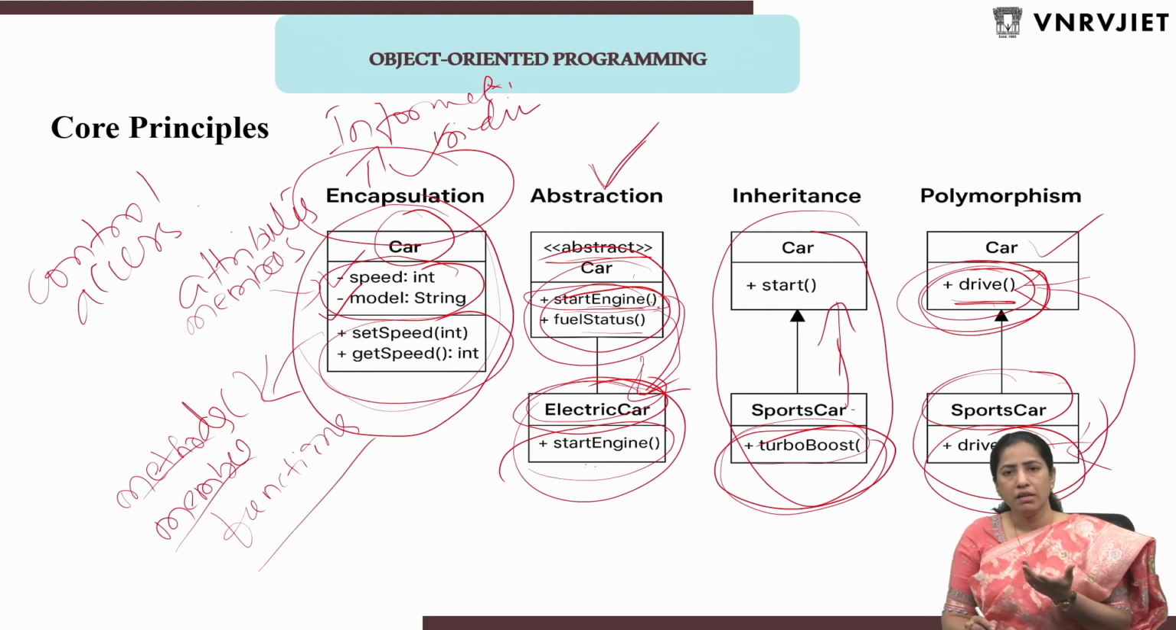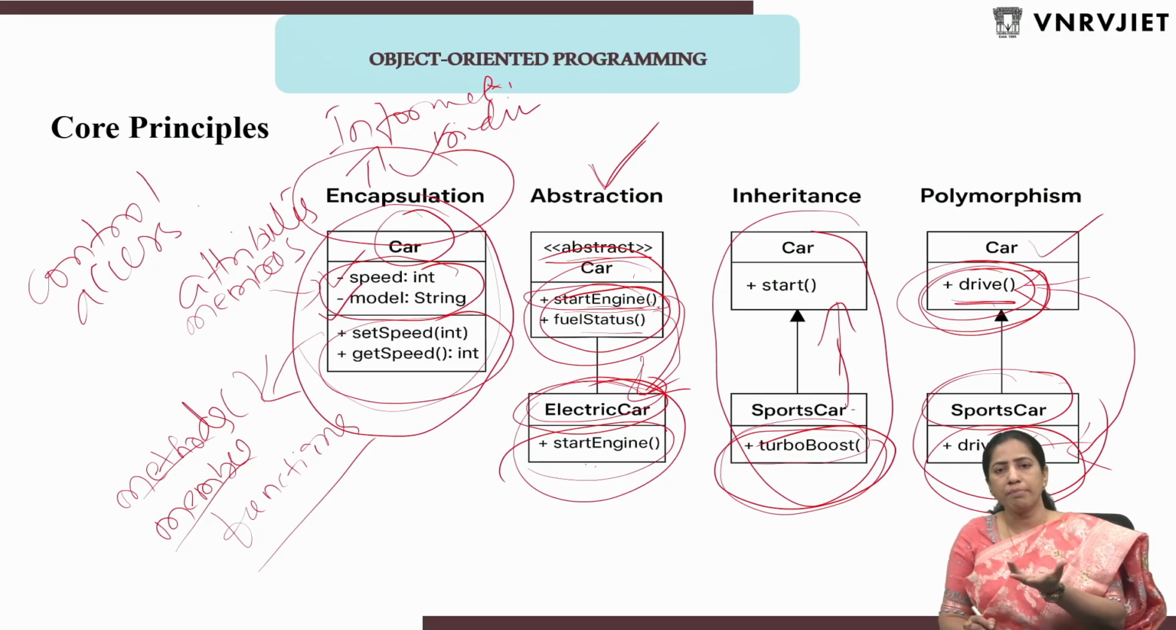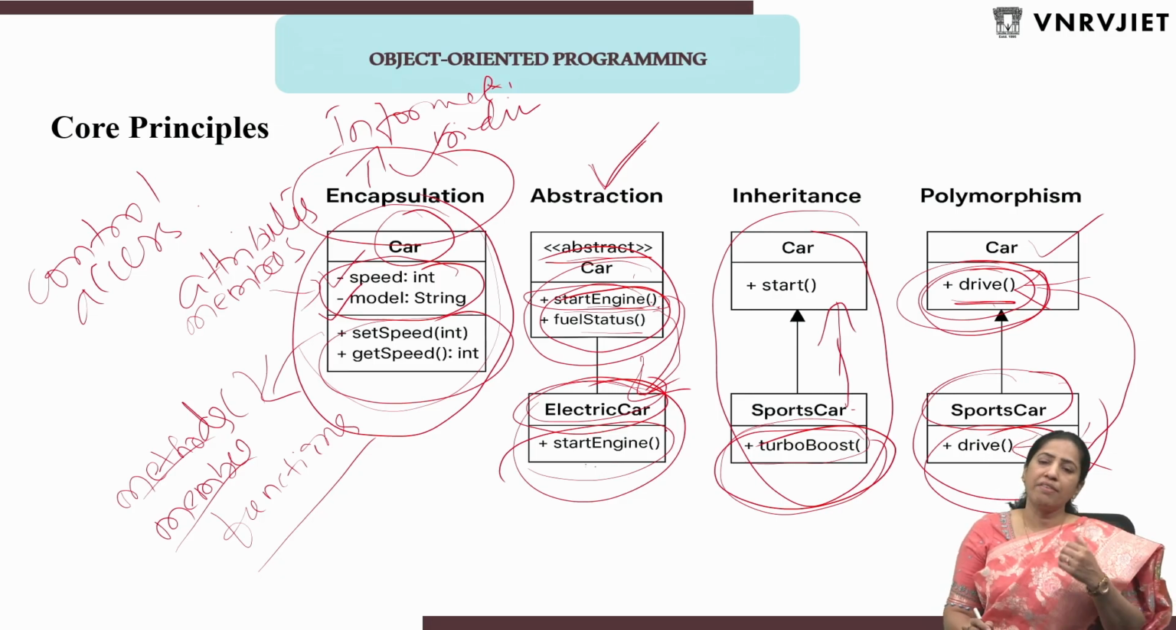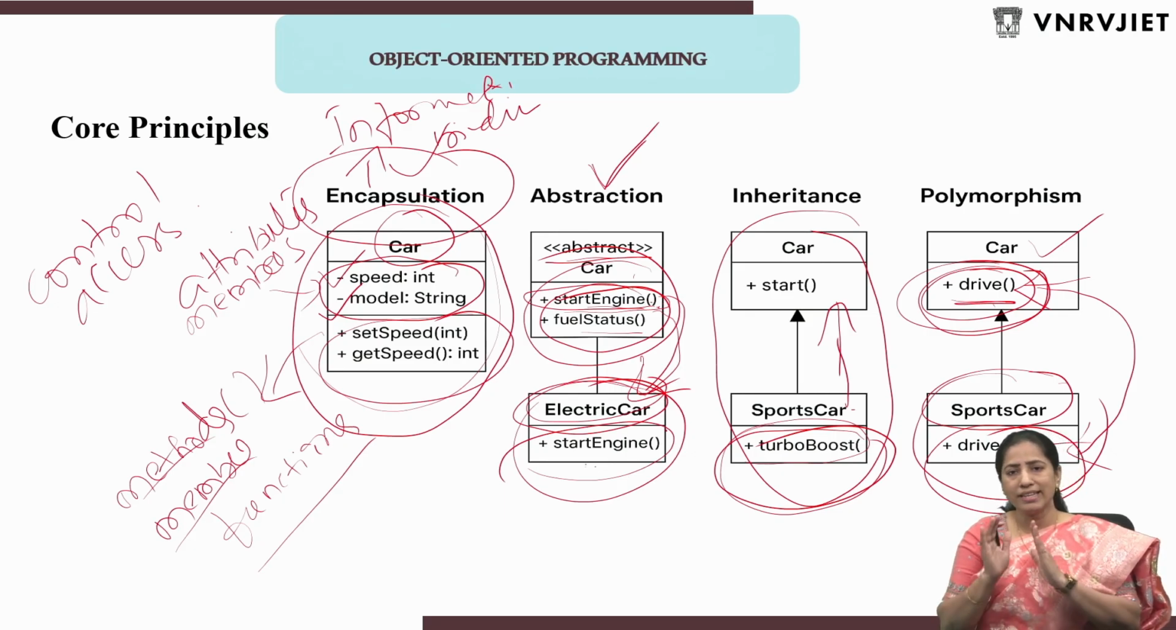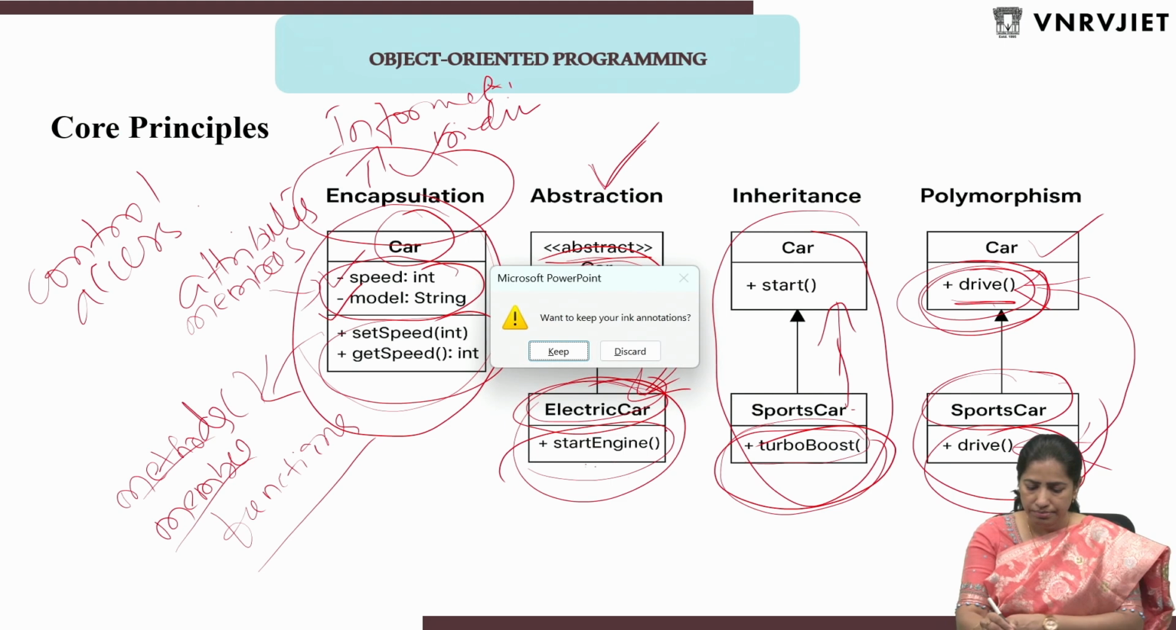Poly means many. So the same method is having many forms. That means many behaviors, many outcomes. A sports car may have one drive feature. The electric car may have another feature. The regular car may have another drive feature. So the drive method is the same for all these cars, but the functionality is different in different cars. That is polymorphism: same method with different behaviors.